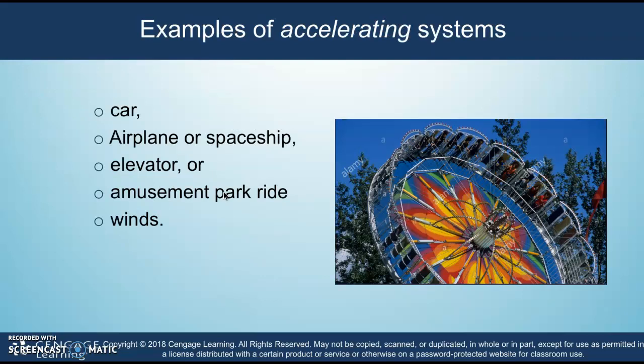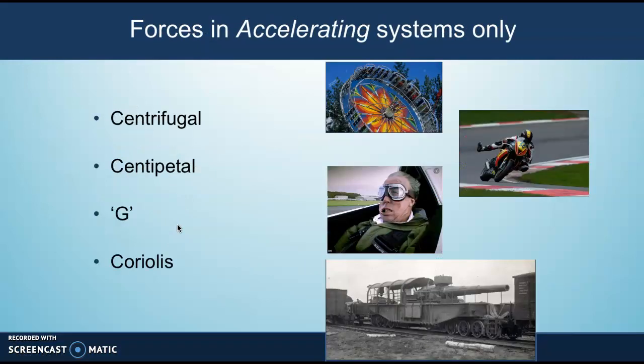Examples of accelerating systems that employ fake forces are things like cars, and we'll go over that in a second, and airplanes and spaceships and elevators, and amusement park rides, because you know that this accelerates from being down low and going slow. It accelerates on an angle and going in very fast speeds. And for us, winds are examples of accelerating systems.